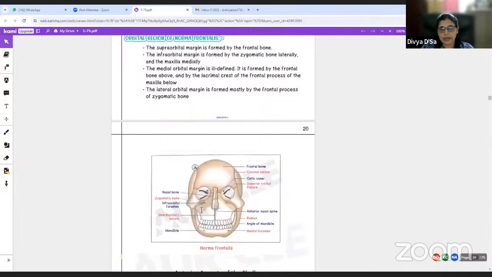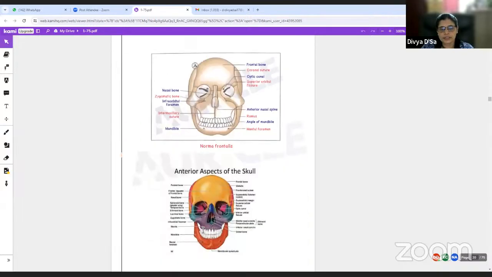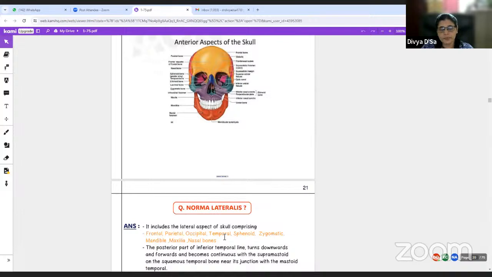Then the supraorbital margin here, if you see, is formed by the frontal bone. The infraorbital margin is contributed by two bones, that is the zygomatic as well as the maxilla. Here, the lateral orbital margin is mainly formed by what? The zygomatic bone, okay, the frontal process of the zygomatic bone forms the lateral orbital margin. So these are the bones in the norma frontalis.